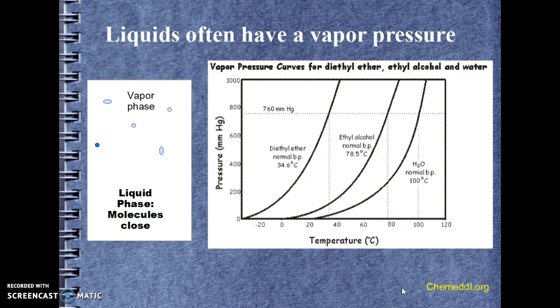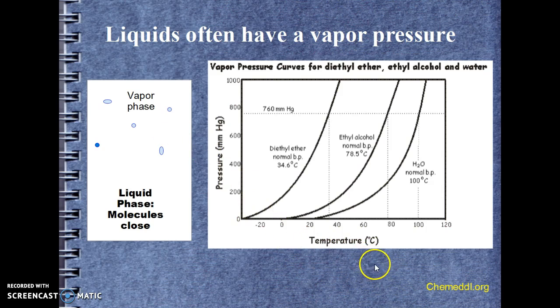Now, liquids often have a vapor pressure. We know that's true, for instance, for alcohols, because if you, say, open a bottle of rubbing alcohol and waft it towards you, you will smell the vapor of the alcohol. You have a liquid phase down here at the bottom of the tube or the beaker, and up here you have the vapor phase of that same substance.